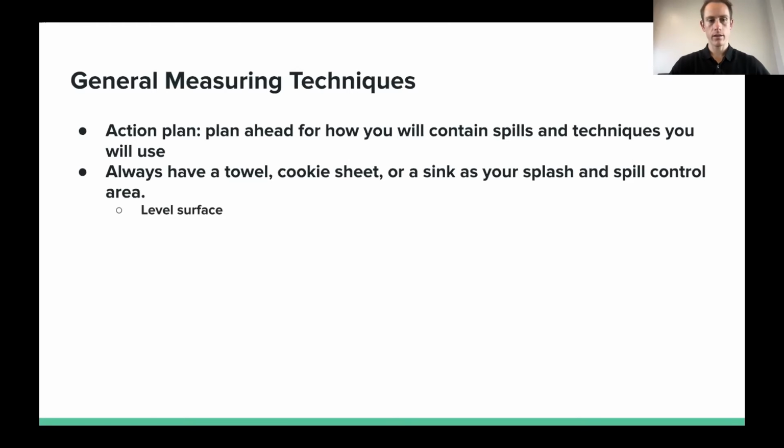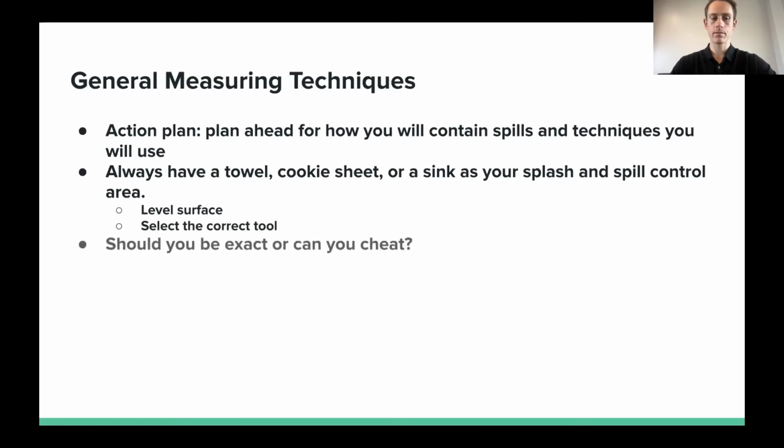Also, when you're measuring, you want to have a level surface. You want to select the correct tool. And the question is, when should you be exact and when can you cheat?